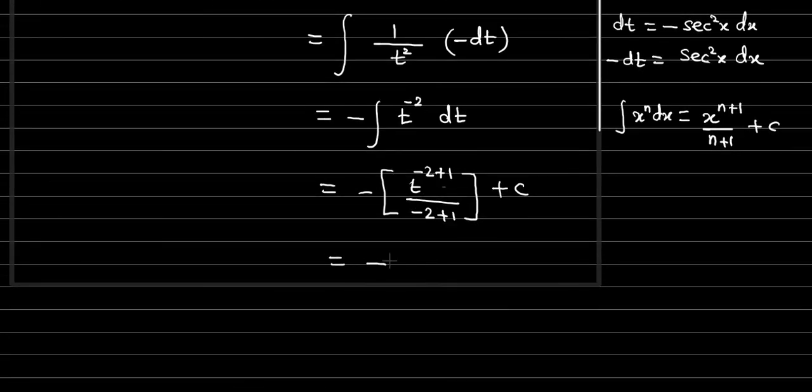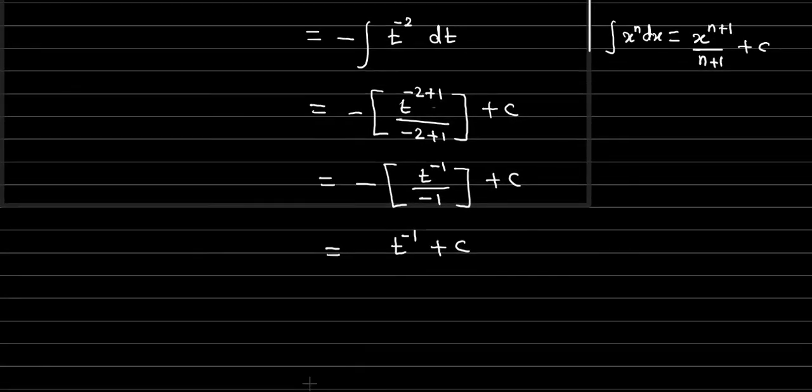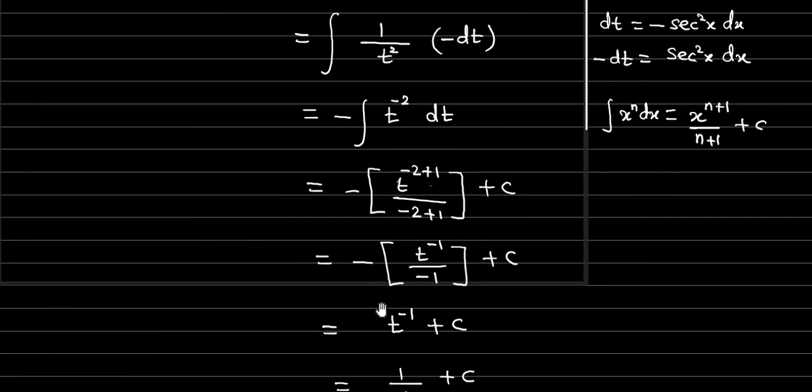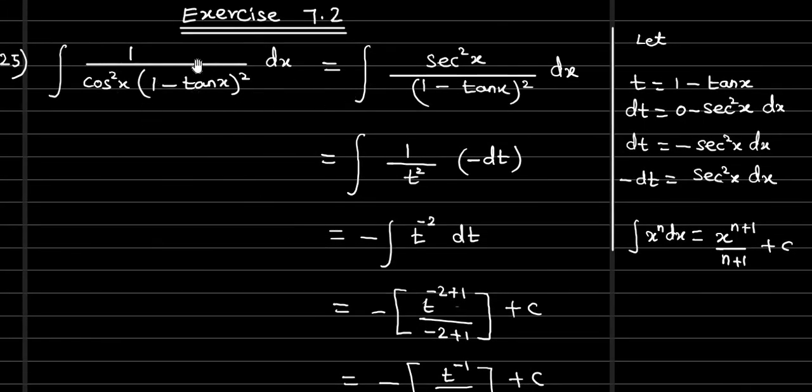Next, simplification. Minus 2 plus 1 is what? Minus 1. Here also, minus 2 plus 1 is minus 1. Now this minus 1 and this minus, when we combine, we get a positive plus. So then we will have only t power minus 1 plus c. When it has a negative power, we can take it to the denominator as 1 by t. The positive 1 is not required to mention. Next, plus c. What is the t? For our convenience only, since the given function was in terms of x, we changed it in terms of t.